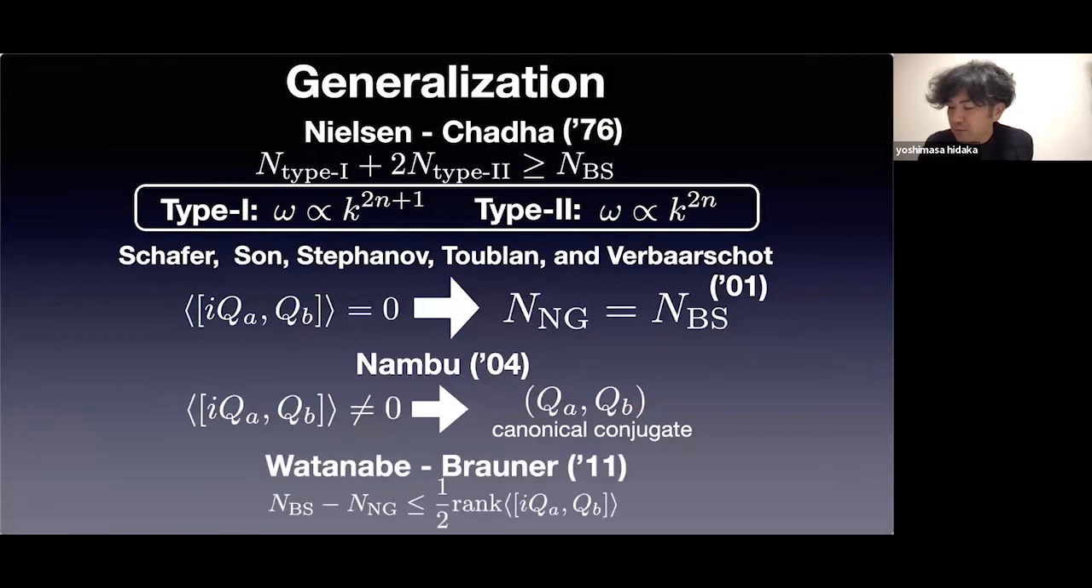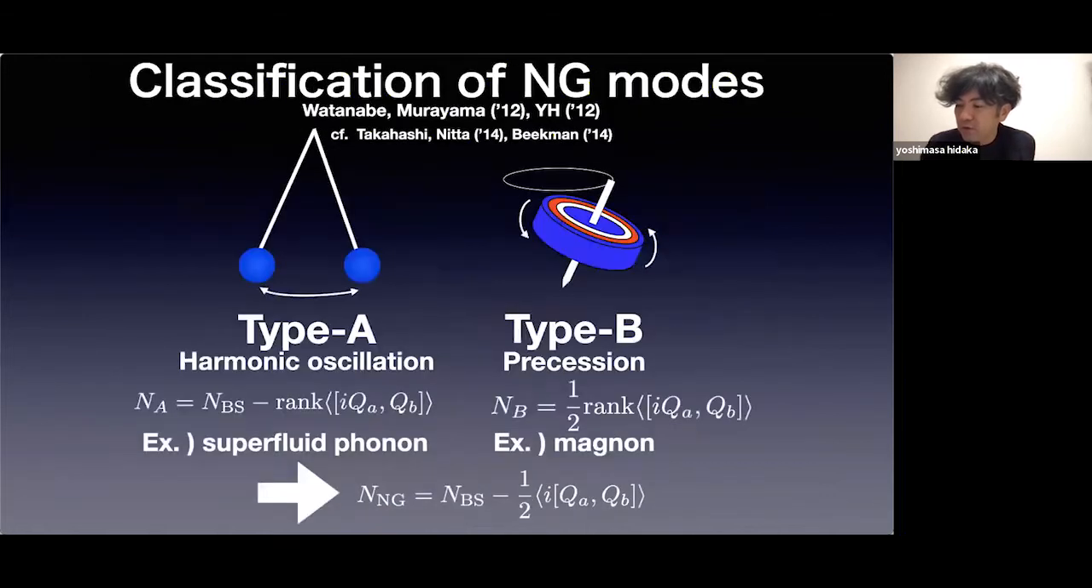After that, Watanabe and Brauner showed an inequality using this order parameter. The number of broken symmetries minus the number of Goldstone bosons is smaller than or equal to this value, where the rank refers to a matrix with indices. After one year, Watanabe, Murayama, and myself showed that this inequality is actually saturated, so this equality is satisfied.